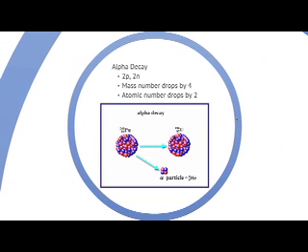One of the types of radioactive decay is alpha decay. In alpha decay, you actually emit an alpha particle, which is essentially equivalent to a helium atom. The mass number of the element will drop by 4, and the atomic number drops by 2, so it actually becomes an entirely new element.